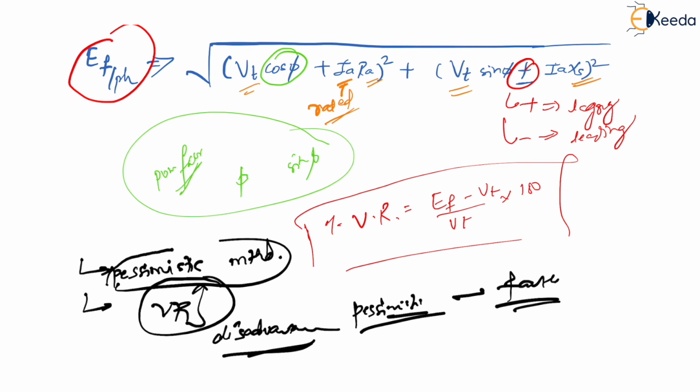Yes. So once EF is got, you can simply replace it here in (EF minus VT) by VT. And another thing, remember, if you think of the voltage regulation per phase, then this EF also has to be per phase, and this VT should also be per phase. Remember this. Getting my point? Yes. Now after this, immediately we will try to solve some problems based on this EMF method. Thank you.